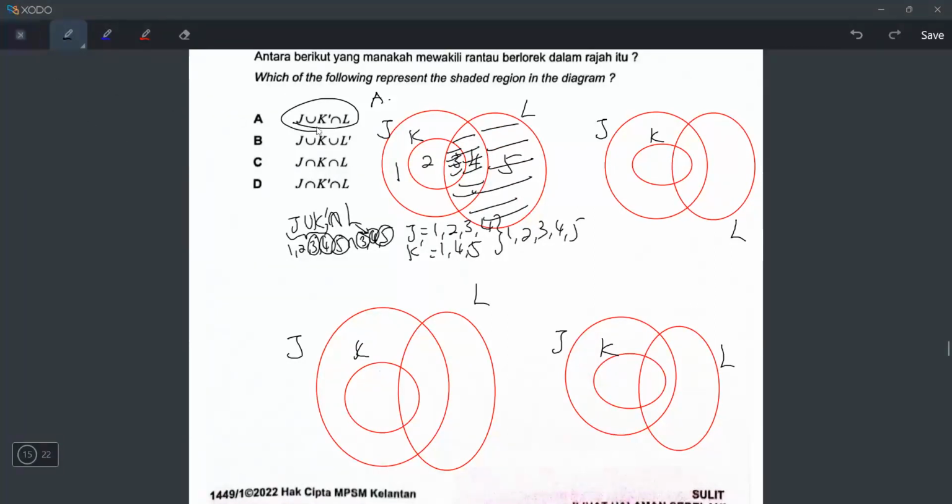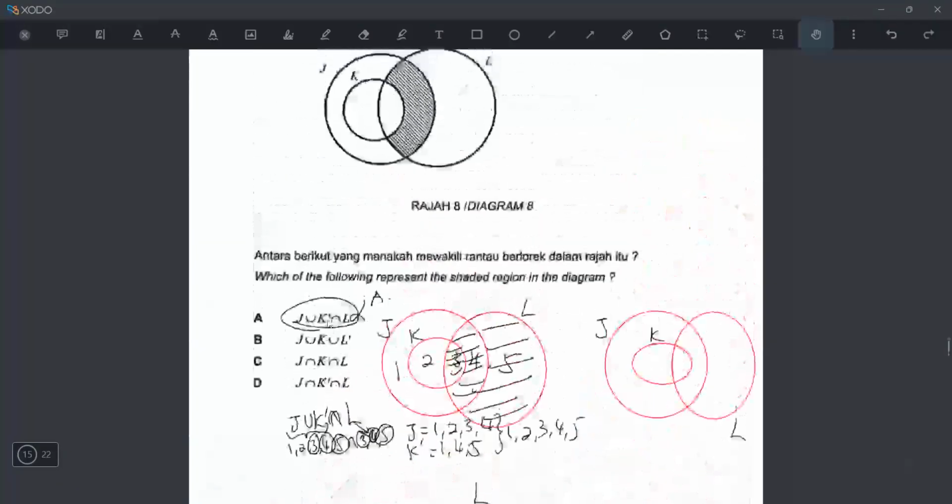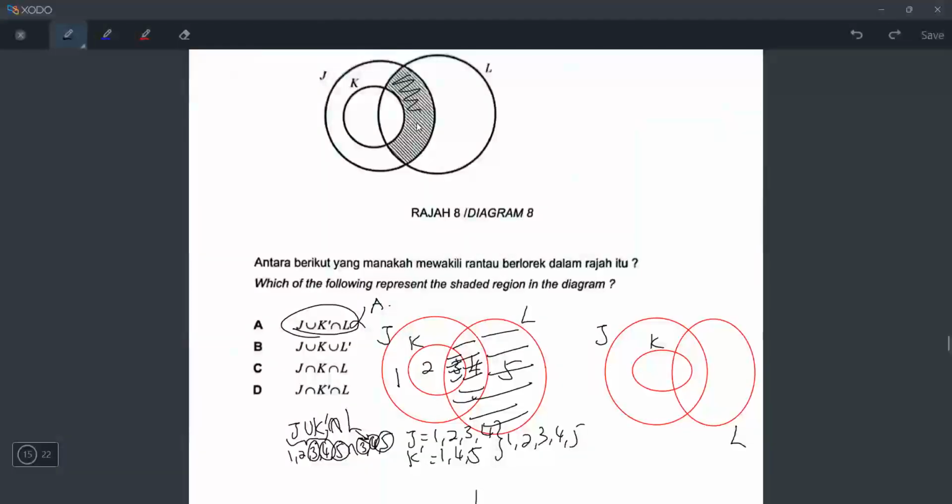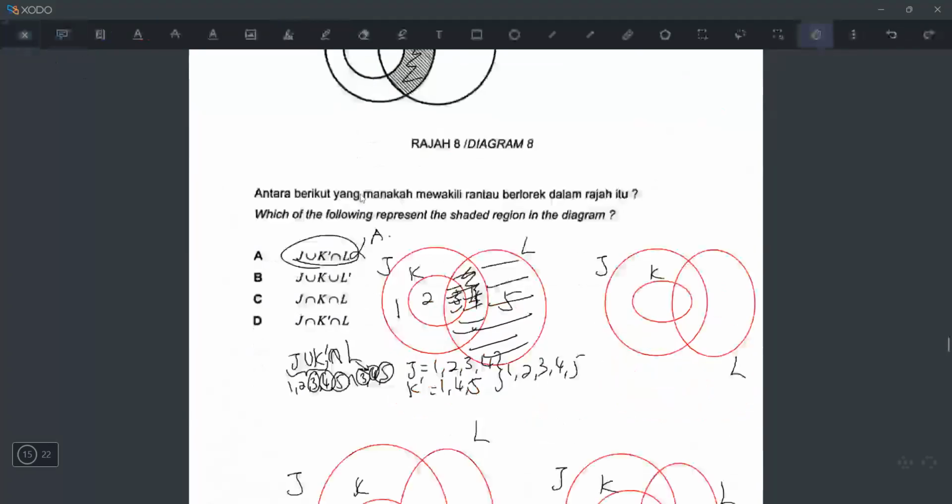Okay, it means A is not the answer, because if you look at this, where is it shaded? It is shaded here only, at the 4 only. So A is not correct.